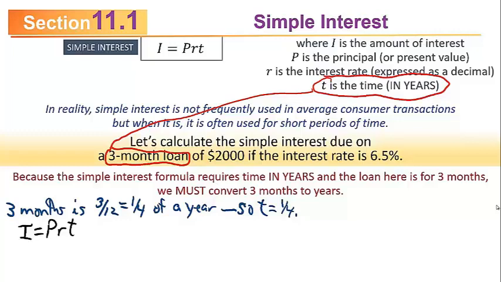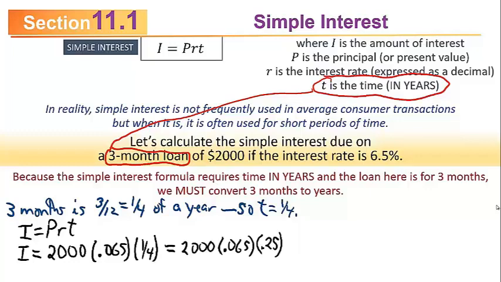So capital I equals capital P R T will give you the interest due. We're looking for the interest due this time. $2,000 is the principal, 6.5%, which is 0.065, is the interest rate, and the time is 1/4 of a year. 3 months is 1/4 of a year. 1/4 is 0.25, and if you multiply those 3 numbers together, you get $32.50. So the interest due on a 3-month loan of $2,000 at 6.5% simple interest is $32.50.